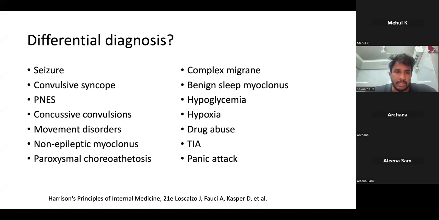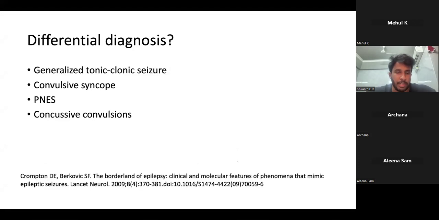But with this history, we can narrow it down because it's a very typical convulsive episode kind of history. So the 4 main differentials here would be generalized tonic-clonic seizure, convulsive syncope, psychogenic non-epileptic or pseudo seizure, and concussive convulsions. Since there is no history of trauma here, we can rule out concussive convulsions. So the first three would be our main differentials.